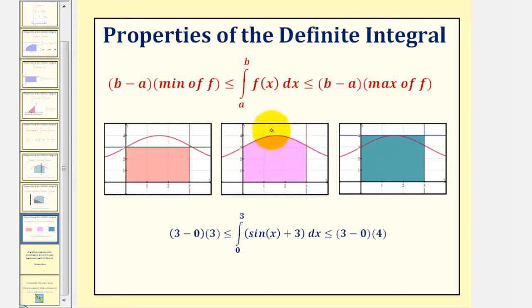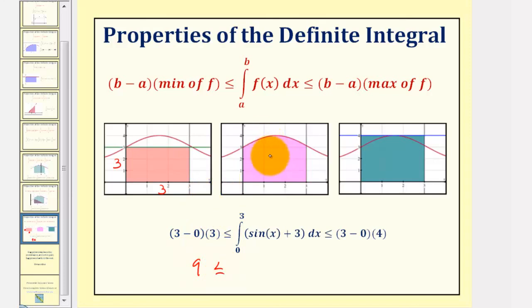So because the function is non-negative on this closed interval, this area is equal to the integral of sine x plus 3 from 0 to 3. And now if we select the minimum function value over this closed interval, it would be positive 3. So in green we have the graph of y equals 3, and the area below this function on the closed interval from 0 to 3 would be the quantity b minus a times this minimum function value, which in this case would be 3 times 3, or 9.